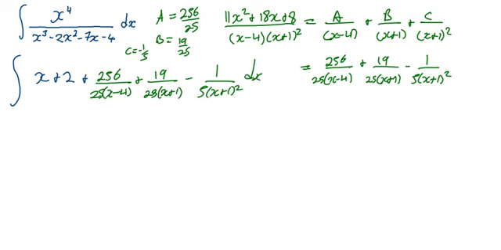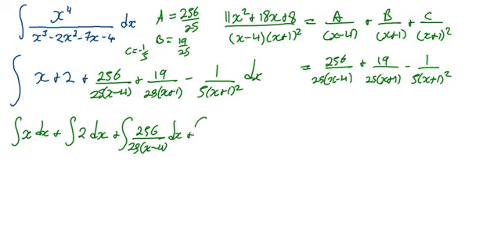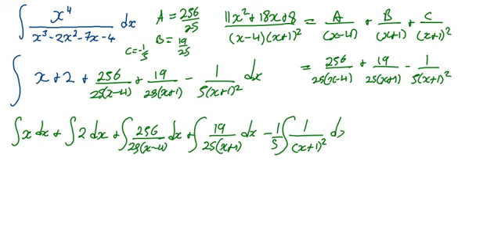And we can express these as individual integrals. So meaning here we can have integral of x dx plus integral of 2 dx plus integral of 256 divided by 25 (x minus 4) dx plus integral of 19 divided by 25 (x plus 1) dx minus integral of 1 over, in fact let me put the 5 outside, so I'll say (x plus 1) squared dx.